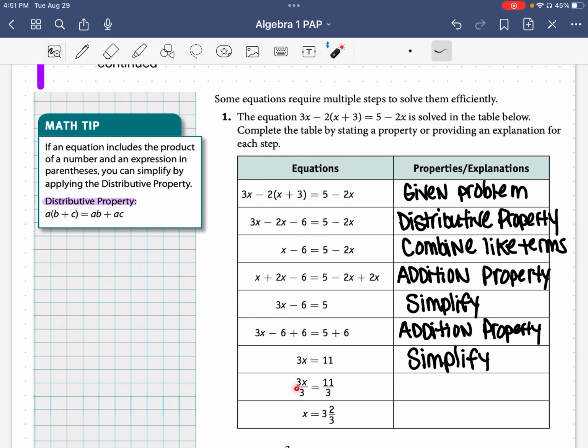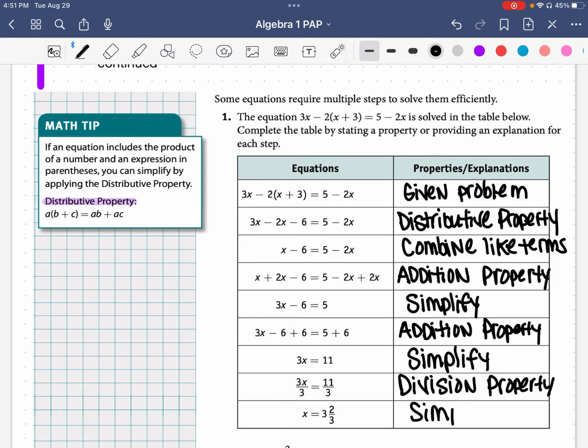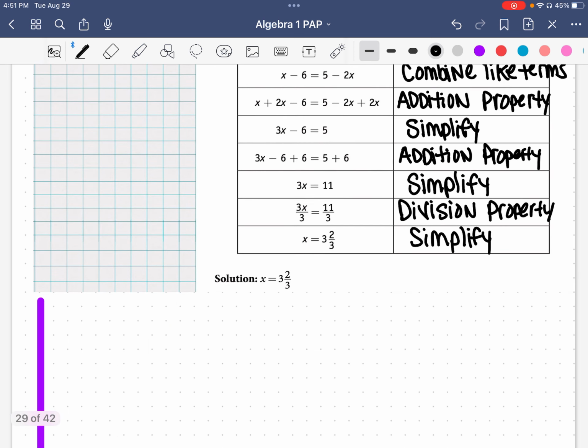Then they're going to divide both sides by 3. This, of course, is the division property of equality. And in the last and final step, they have actually divided, and this is simplify, giving us our solution of 3 2/3.